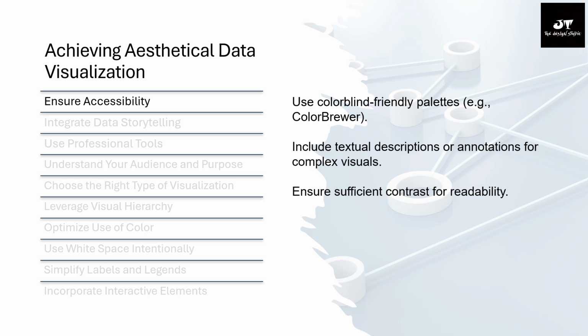The eighth principle is to ensure accessibility. Make visualizations inclusive by using colorblind-friendly palettes, such as those from Color Brewer, and ensuring sufficient contrast for readability. Provide annotations or textual descriptions to support users who may struggle with interpreting purely visual elements. Additionally, using clear fonts, scalable graphics, and alternative text for images ensures that the visualization remains accessible across different devices and user needs, making it universally usable.